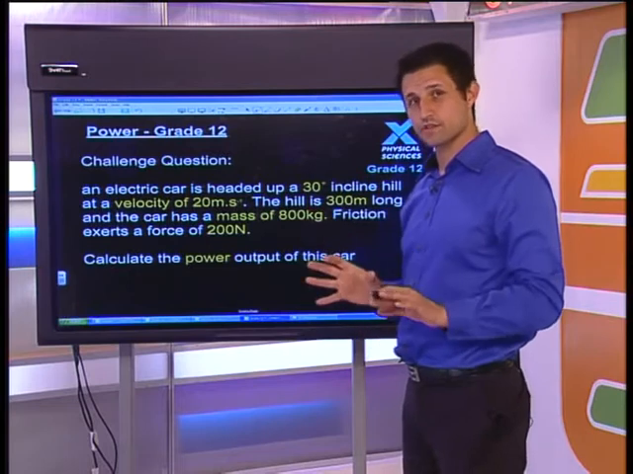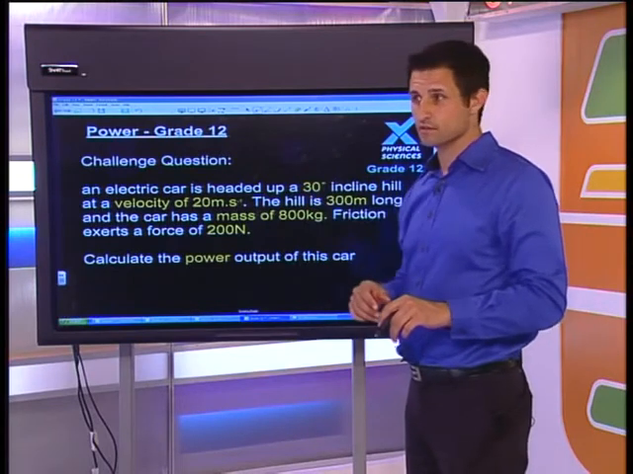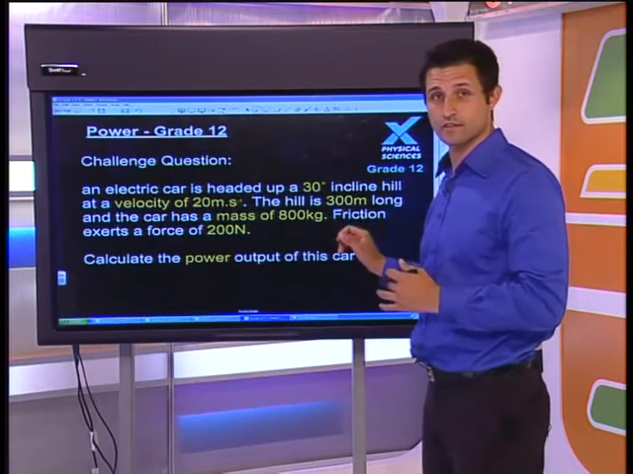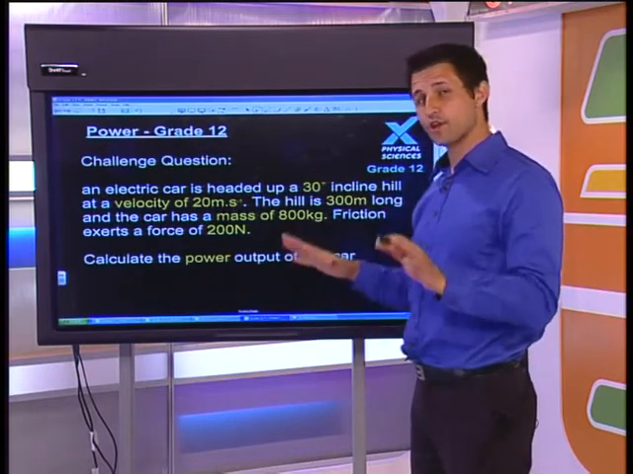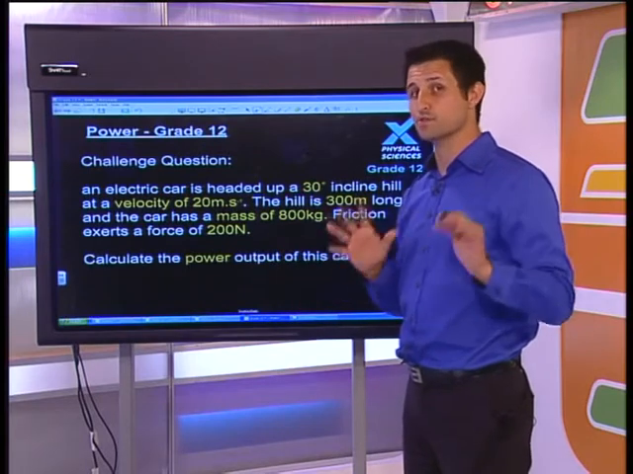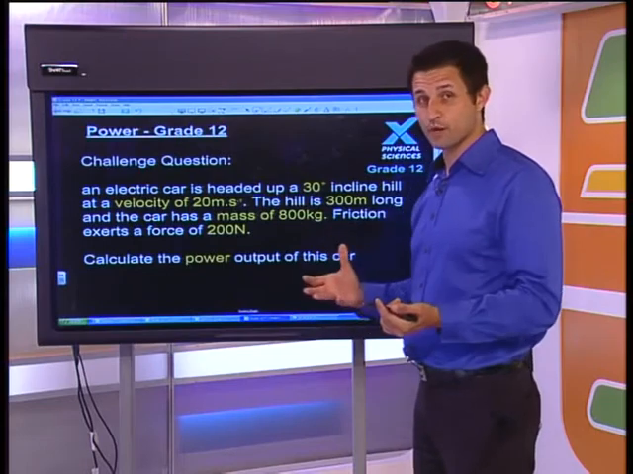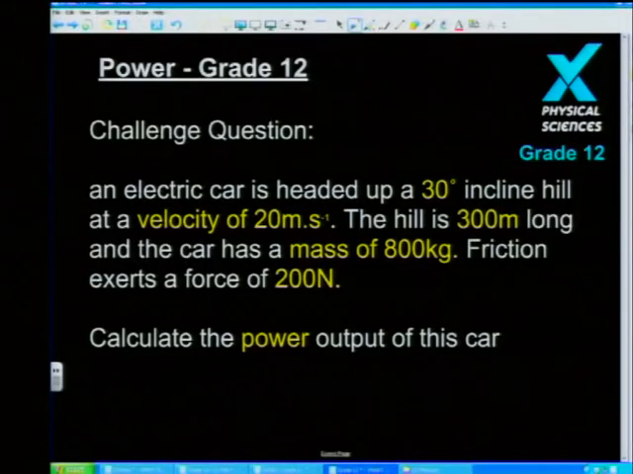But the problem with this is I need to find out how much work is done and how much time it takes to get all the way up this 300-meter hill at 20 meters per second. There's a lot of information. I've got to do 4 calculations before I get there. And I'm going to do them in steps so that you can follow at home and hopefully keep up with us. So let's go about this. The types of work which I can do.